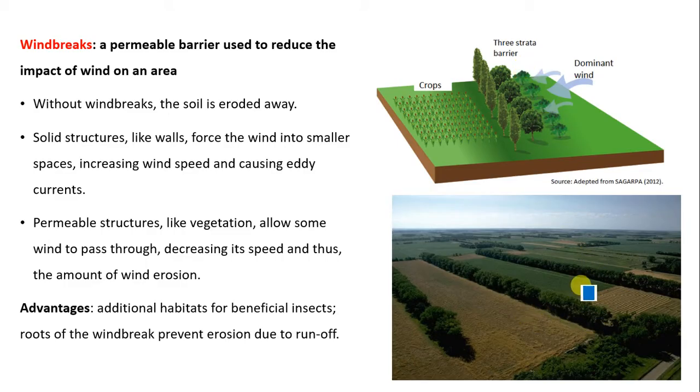In this second diagram, you have your plants here that you can cultivate, then in between you have tree crops, which also act as windbreaks to prevent the impact of wind on the crop. Without windbreaks, the soil is eroded away. Solid structures like walls and fences force wind into smaller spaces, increasing wind speed and causing eddy currents. Permeable structures like vegetation allow some wind to pass through, decreasing its speed and thus the amount of wind erosion.